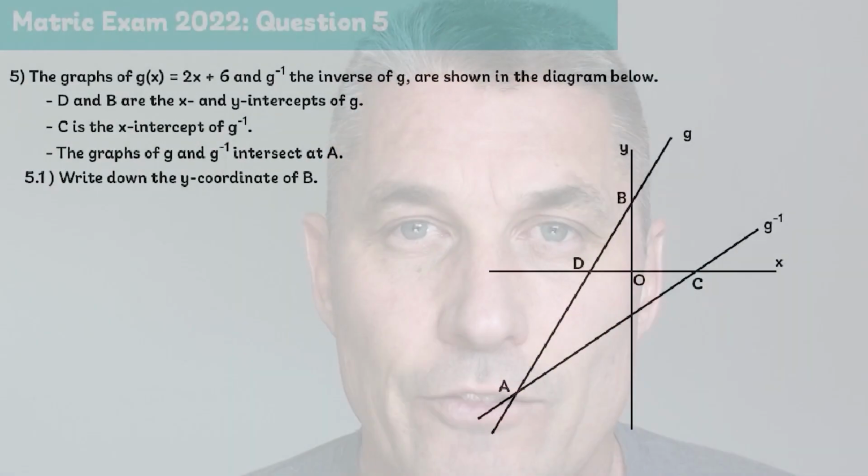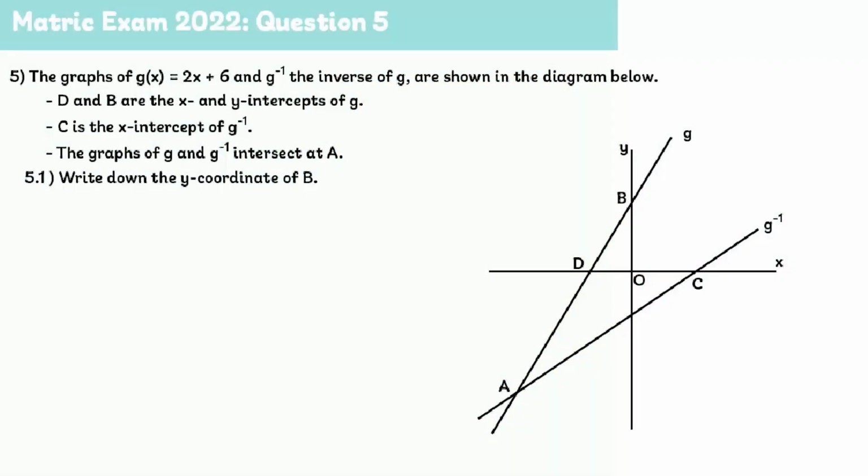To question 5, the halfway mark. Question 5: the graphs of g and g⁻¹, which is the inverse of g. The graph of g(x) and the inverse of g(x) are shown in the diagram below.